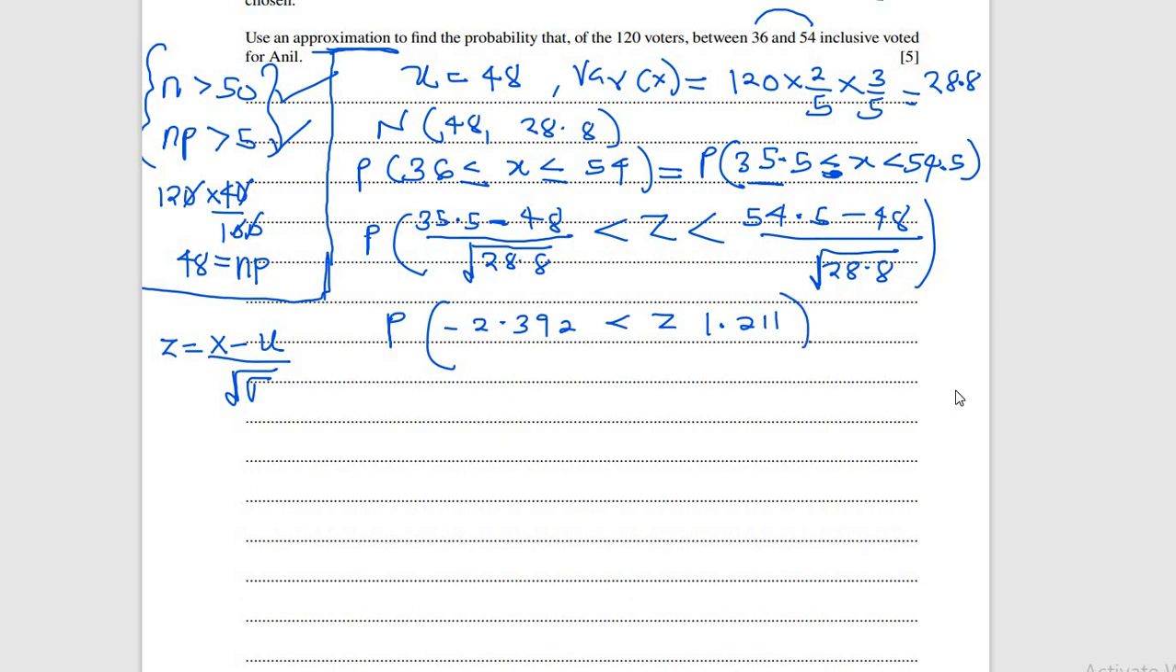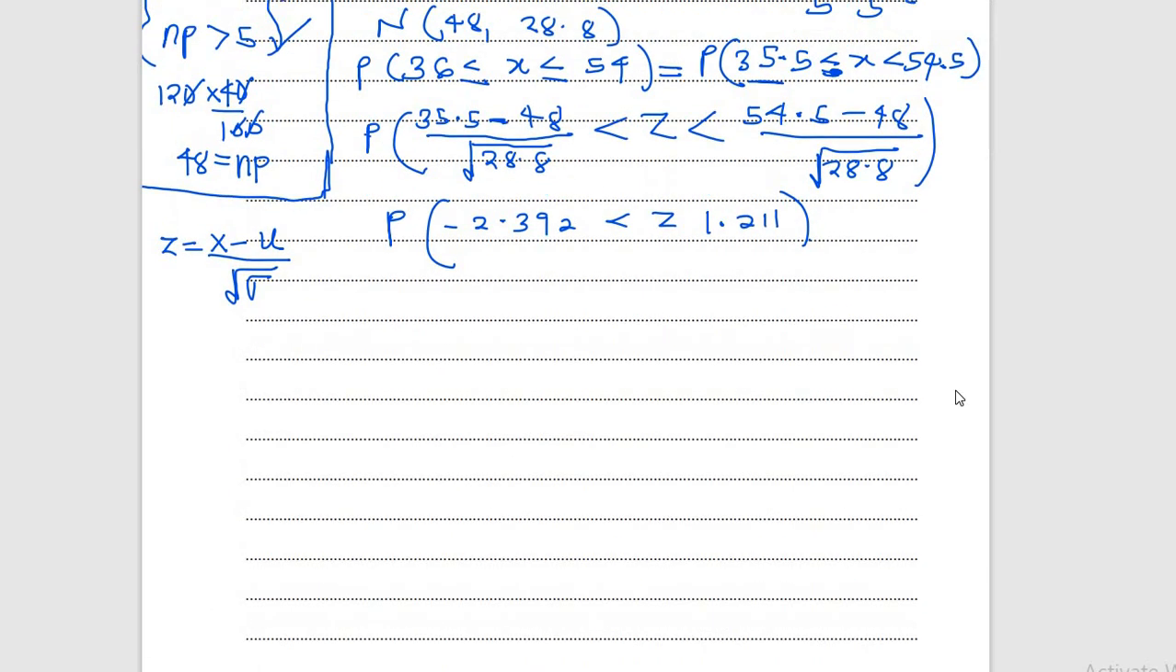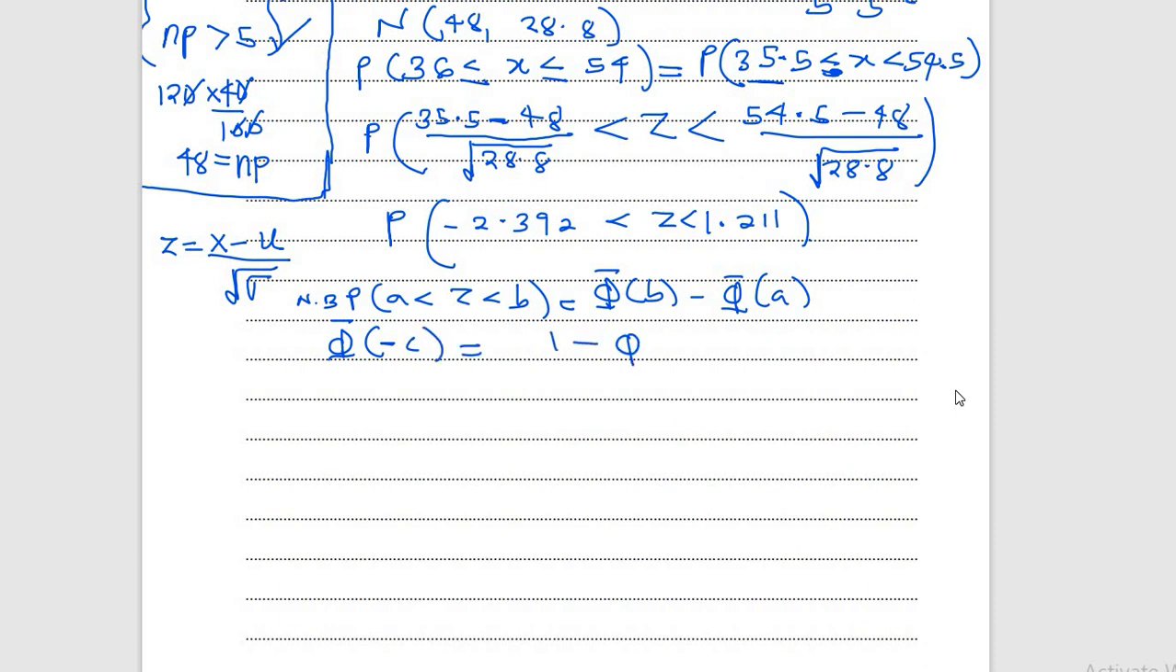Now, let me check. Okay, I see I have space. Now, note that the probability of A less than Z less than B means phi of B minus phi of A. But eventually, if you come across phi of a negative number, it will be 1 minus phi of the positive number. So take note of this.